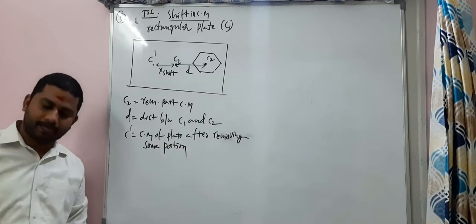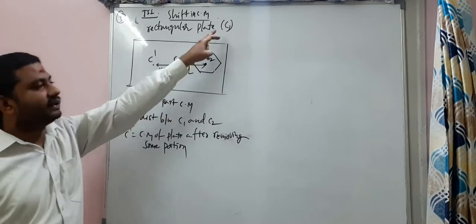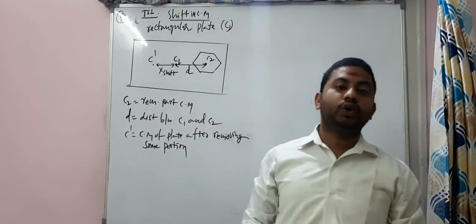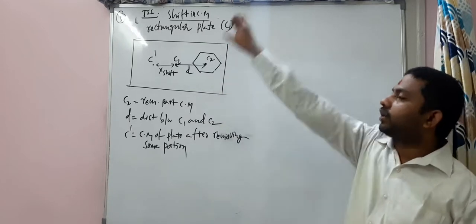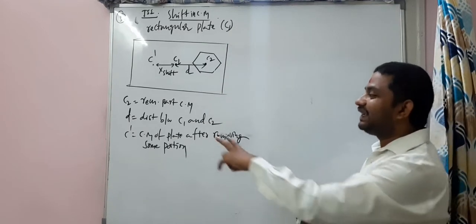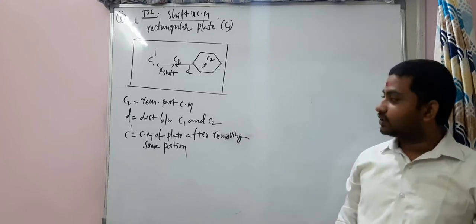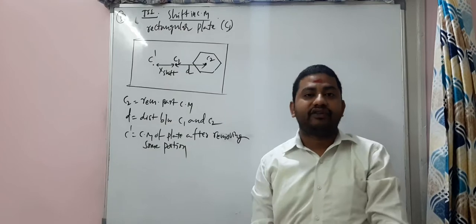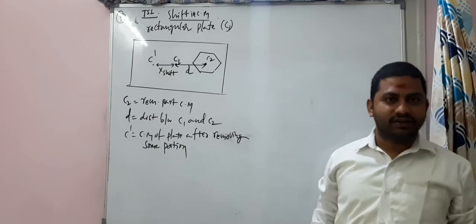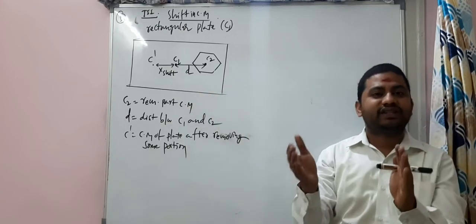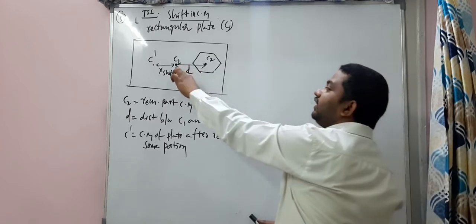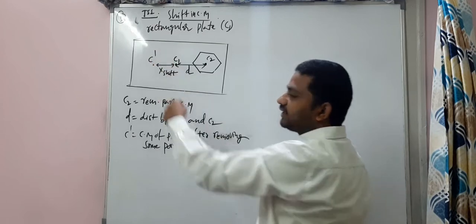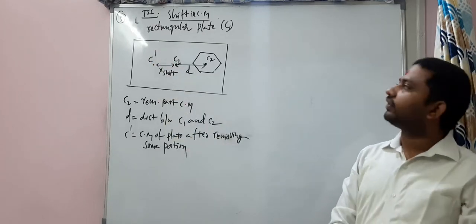No confusions. What is C1? Initial center of mass of the rectangular plate. What is C2? The mass which we are going to remove, that center of mass. What is C dash? The final center of mass. What is C dash here? Final center of mass of this rectangular plate after removing some portion. What is X shift here? How much is the shift in the center of mass, from C1 to C dash, initial position to the final position. That's a shift.